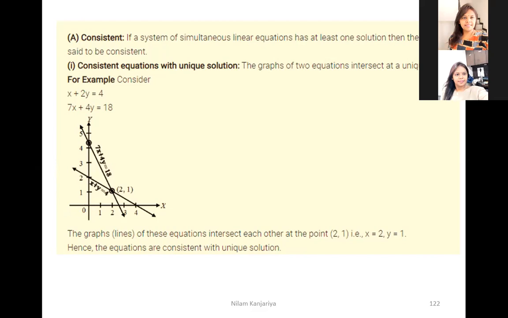Okay, so the first condition for consistent means the given simultaneous equations have a solution. It may be one or it may be infinitely many, but there is a solution. So the first condition, consistent with the unique solution, is that you have two lines and they intersect and you get the common solution and that is unique. So you can say that the equations are consistent.